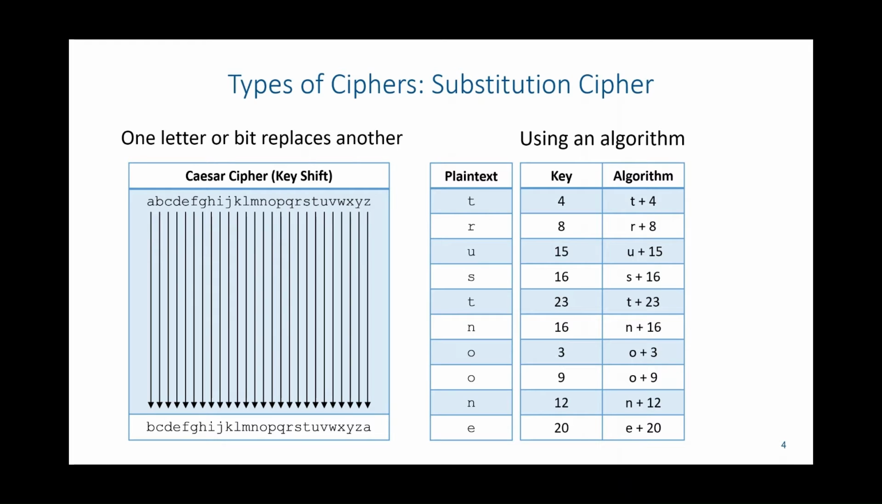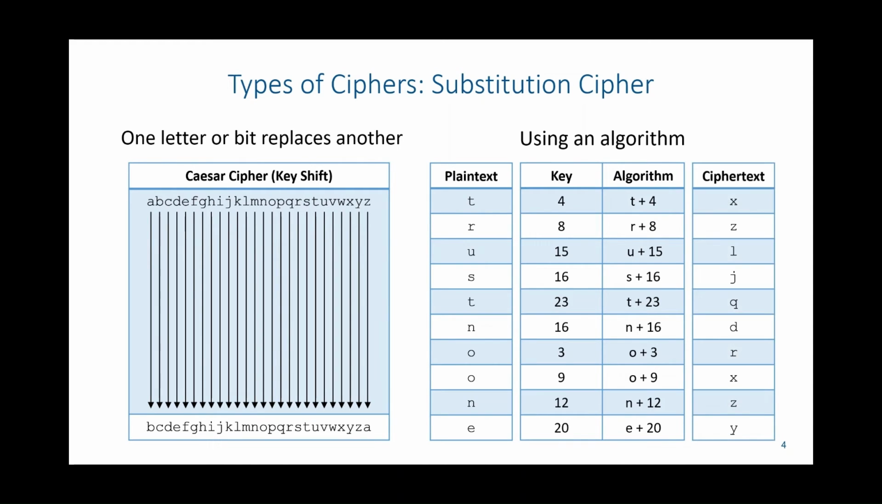So in this case, we take T and add 4. We take R, add 8, and so on until we get to the character that represents that position. So T becomes X, R becomes Z, all the way down. So in order for someone to recover this message, they basically need to know the key, which is 4, 8, 15, 16, 23, 16, 3, 9, 12, 20, and then be able to reverse it to be able to get back to the original plain text.